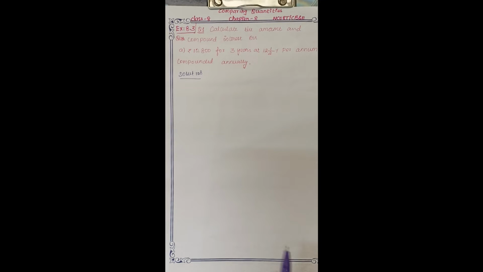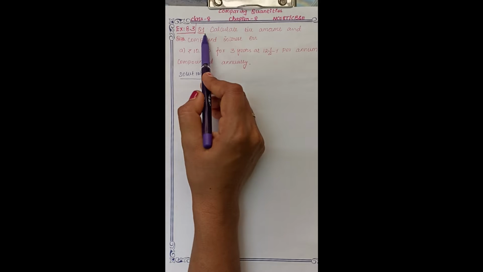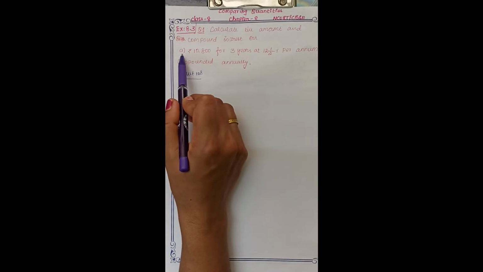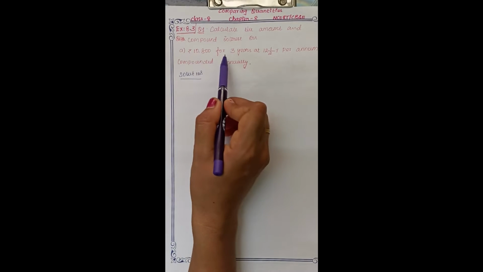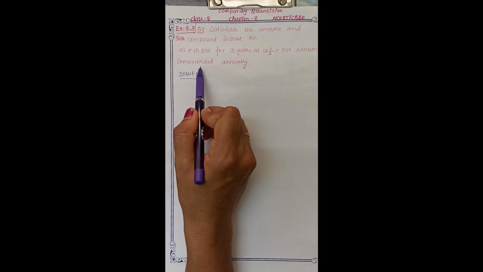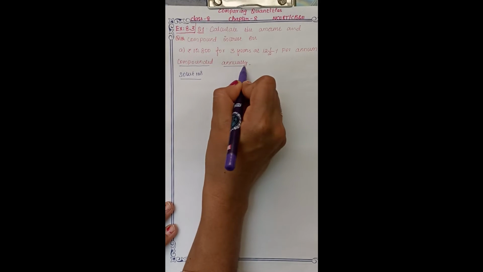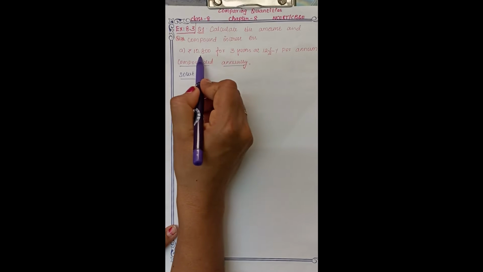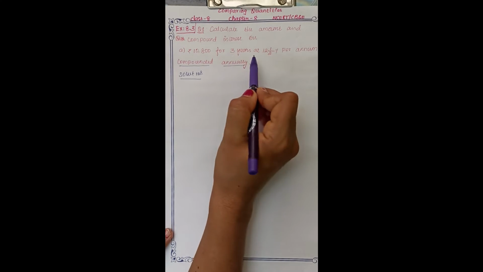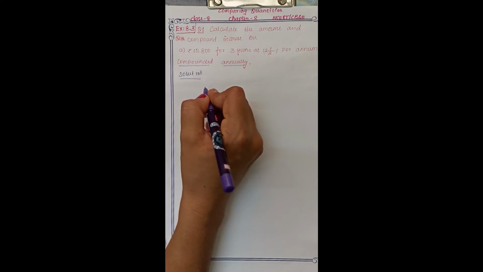Next we have exercise 8.3 in chapter 8. We have question number 1. Calculate the amount and compound interest on A, rupees 10,800 for 3 years at 12 1/2 percentage per annum compounded annually. So this is very important, compounded annually. So the principal amount is 10,800, the number of years is 3 years, and the interest is 12 1/2 percentage. Now let us write the given data.